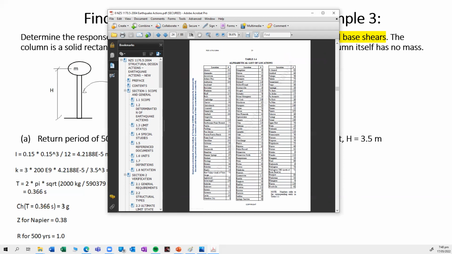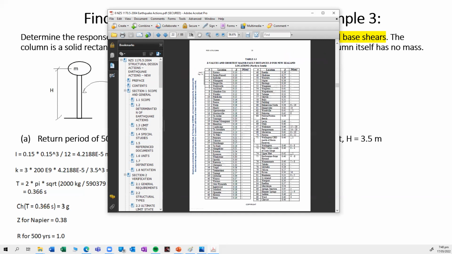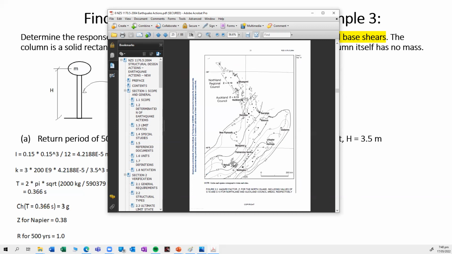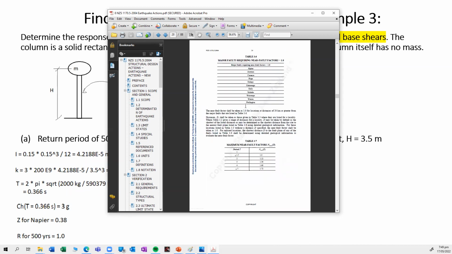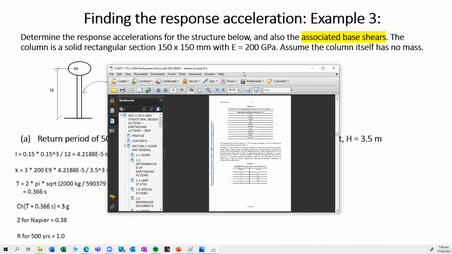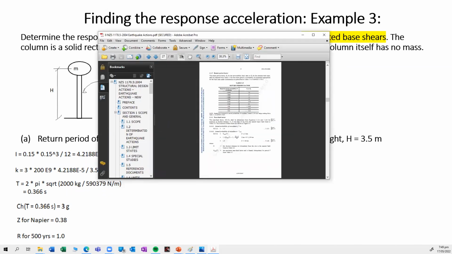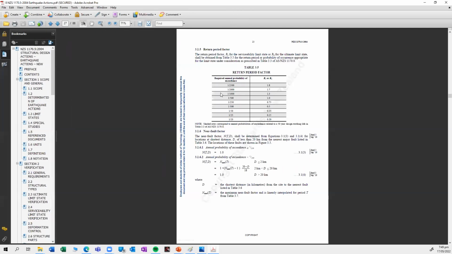So, 51. Napier is 0.38, and you can see it's slightly less than Hastings, right? Hastings was 0.39, where Napier is 0.38, according to these contour lines. And for 500 years, the return period factor, we're given the return period. So for 500 years, return period factor is 1.0.